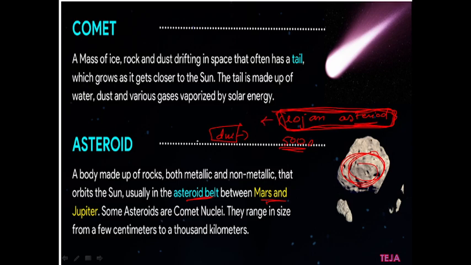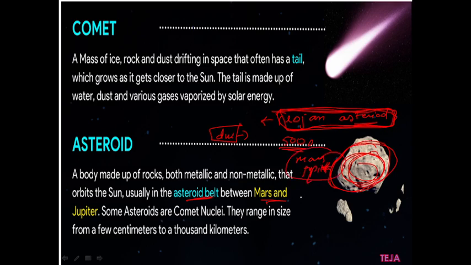So I am telling again and again, see here, an asteroid is just like a rock type material, okay, which is used to revolve around the sun. There is an asteroid belt between Mars and Jupiter.